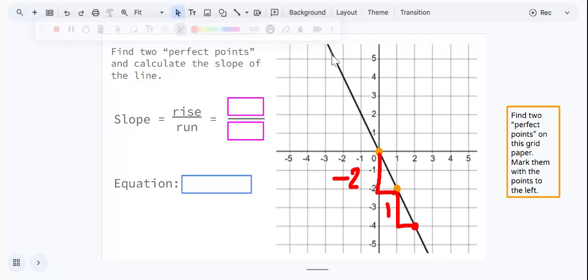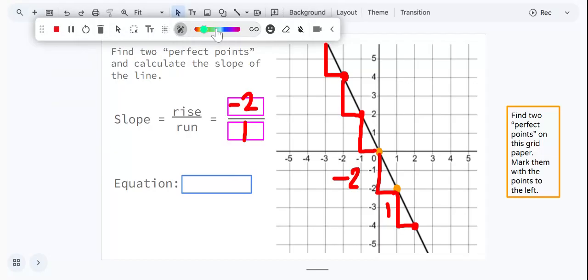If I started way up here, you could also see it's down 2 over 1, perfect point. Down 2 over 1, perfect point. Down 2 over 1, perfect point. It's like a staircase. So we're going down 2 over 1.